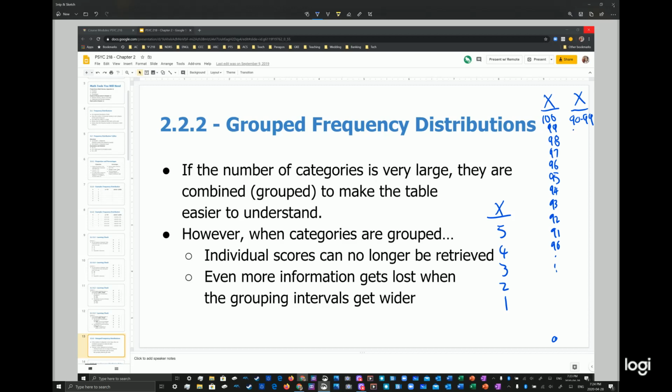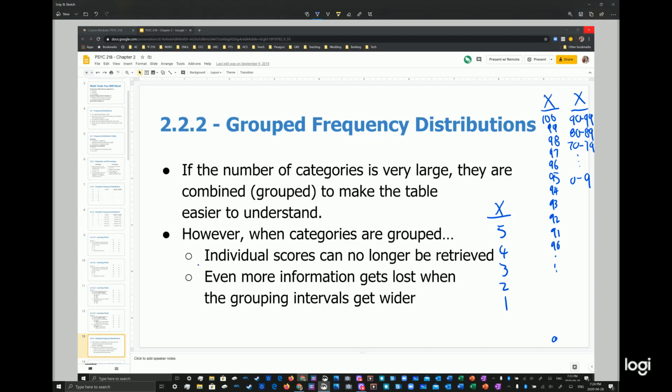Wait, there's no, depends. Okay, so we could do that. 90 to 99, 80 to 89. I can't write. 70 to 79, all the way down to 0 to 9. So again, when we group the categories together, we make the table easier to read. Now there are advantages and disadvantages to this, and we're going to explore that.